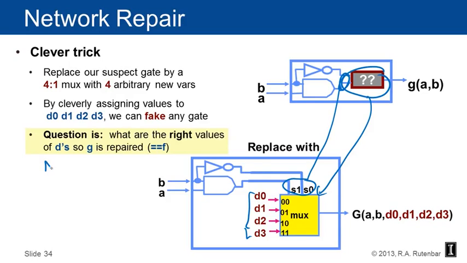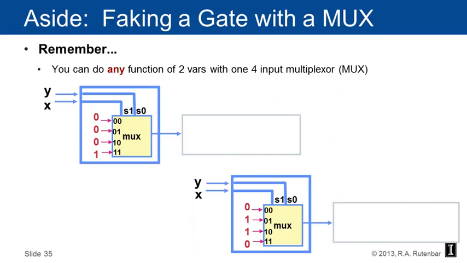So the big question we are trying to figure out is, what are the right values of the Ds so that G is repaired, so that G is actually the same thing? Just a little reminder, you can do any function of two variables with one 4-input multiplexer. So in this particular example, I have zeros on all of the inputs, except when both S1 and S0 are 1. And so this thing is actually pretending to be an AND gate. Similarly over here, the only times I have ones are when S1 and S0 are different, and so this one is pretending to be an exclusive OR gate.